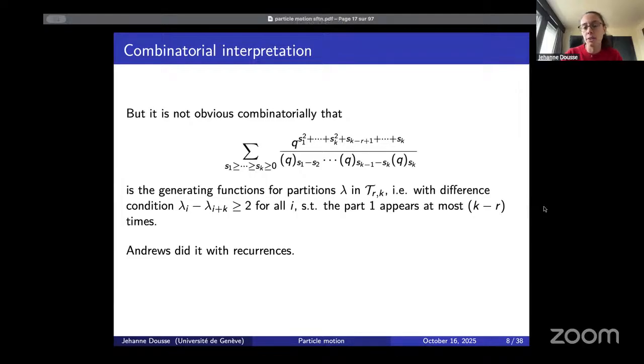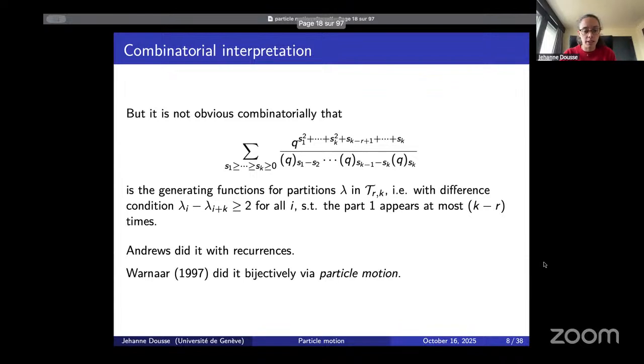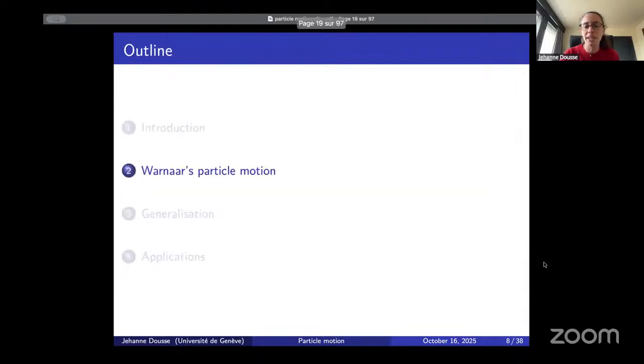So originally, Andrews did not do it bijectively. He did it by showing that these sums satisfy some recurrences, and that the partitions in TRK also satisfy the same recurrences. So he proved it analytically in some sense. But Warnaar, in 1997, did it bijectively with the particle motion that I will describe today.